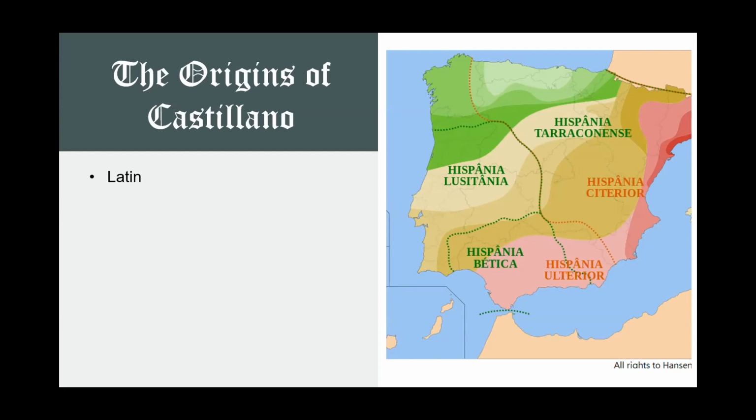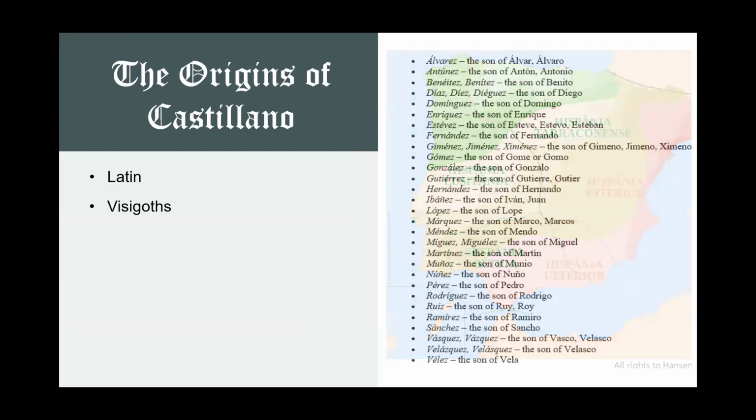So after the fall of the Roman Empire in the 400s, we have the Visigoths that arrived, and they only lasted in the peninsula from about the 5th century to about the 8th century. And so they didn't leave a lot of linguistic heritage. However, the one thing that they did leave behind, which is most notable still in modern Spanish, is their surnames.